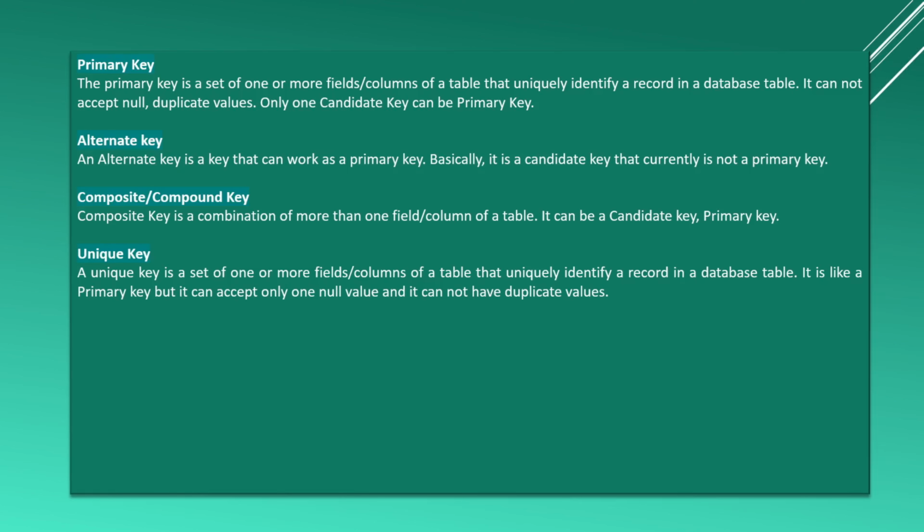Unique key. Unique key is a set of one or more column fields that can be used to identify a single column of a table. It is like a primary key, but it can accept only a null value, and it cannot accept a duplicate value.